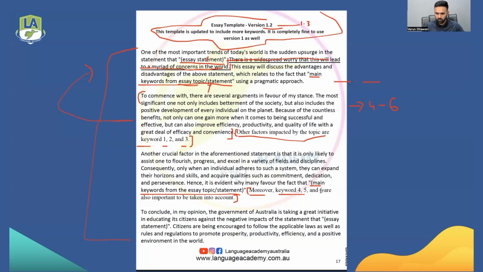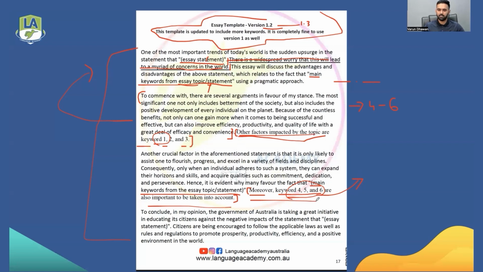Moreover, 3 more keywords like moreover, impact on health, eyesight, and mental health are also important to be taken into account. So 3 more keywords related to social media or whatever topic you're getting, or you can write moreover, increased scams, frauds, and health impacts are also important to be taken into account. If you're not able to figure out 6 keywords, you can just write 2 keywords here, 1 and 2, 3 and 4. That's it. Don't stress about it. But make sure you add this sentence and this sentence.